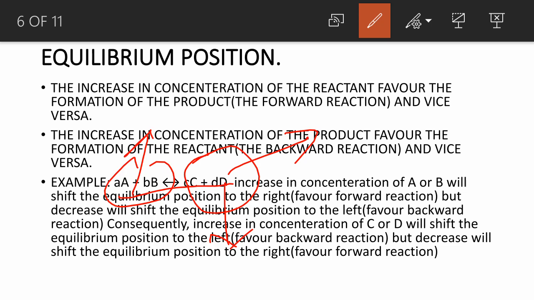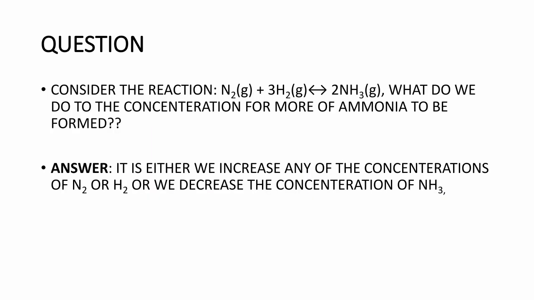In the same way, if I want the reactant to be favored, that means I want the equilibrium position to shift to the left. It means I will either increase the concentration of the product, which is C or D, or I decrease the concentration of the reactant. Please take note. Now let's see this question.